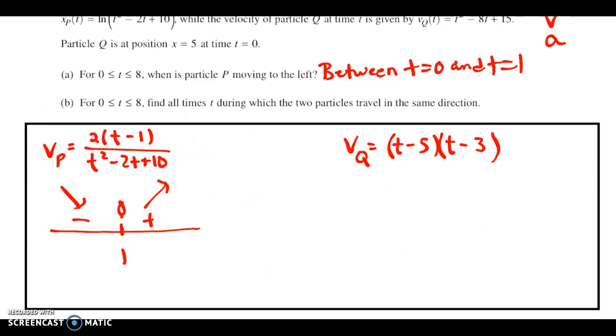Okay, so for time 0 to 8, it says find all times during the interval the two particles are traveling in the same direction. We already know about the direction for P, because we have a chart of V sub P. Now we're going to make a chart of V sub Q. Well, Q has a velocity of 0 at 3 and a velocity of 0 at 5.